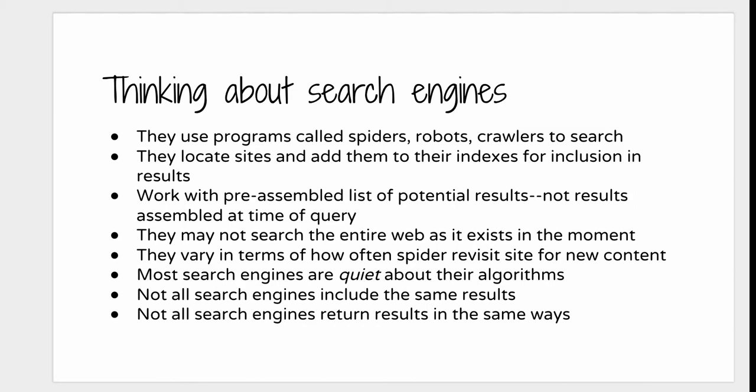And they vary in terms of how often their spiders, crawlers, or robots go back to the site and revisit it for new content. Most search engines are quiet and competitive about their algorithms. Google is one of the exceptions. It actually lets you know what it's doing partially. Not all search engines include the same results, and not all search engines return results in the same ways. And I think during your explorations this week, you'll see examples of that.